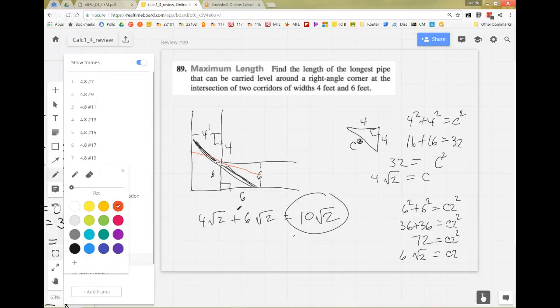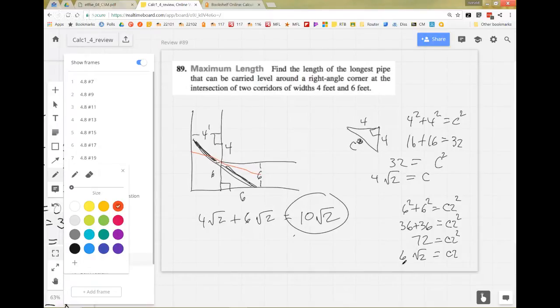So what I did is I made two 45-degree angles. Here's the first one, 4, 4. And you can find the hypotenuse. The hypotenuse, if you use the Pythagorean theorem, comes out to 4 times the square root of 2. And on the other one, you've got a 6, 6 situation.